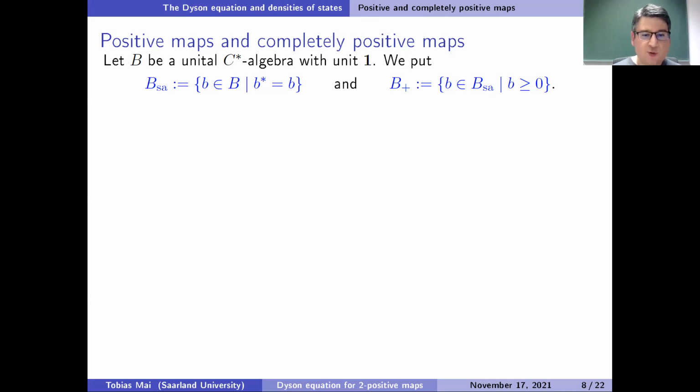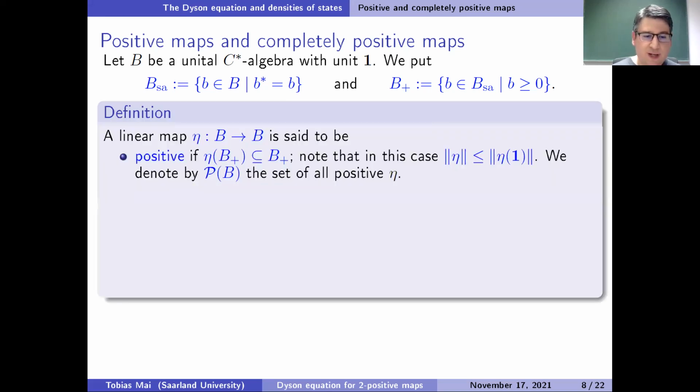So our setting is that of a unital C-star algebra with unit denoted like this. And I define B_sa to be the set of all self-adjoint elements in B, and by B_+ the set of all positive elements in B. And then, as you know, a linear map eta from B to B is said to be positive if it maps positive elements to positive elements. And in this case, we have that these maps are automatically bounded. This is important to know. And we will denote by P(B) the set of all positive maps from B to B.